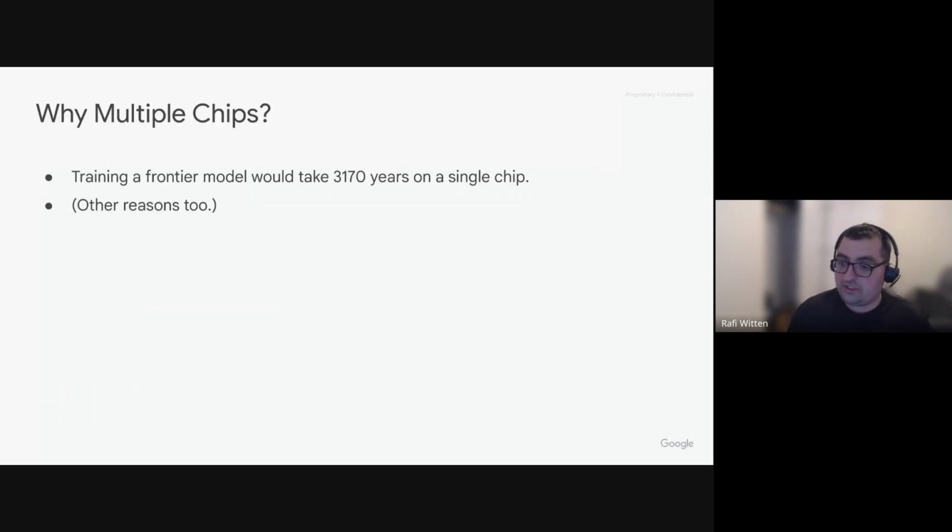So why do we train on multiple chips? There's a very simple reason, which is for training in particular, training a frontier model would take thousands of years on a single chip. So people are going to multi-chip training to get these models trained in a reasonable amount of time. And for inference, it's usually about latency. We want more chips because that gives us both better perf per dollar and a lower latency solution.